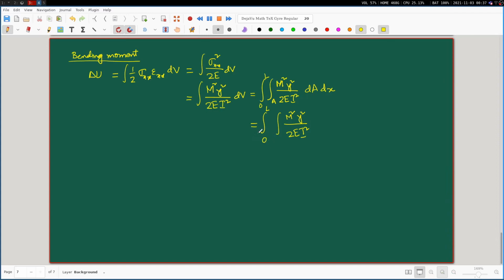So what I want to do now is that, you see, this M has nothing to do with the area. So over the cross sectional area, the M is a constant. It need not be a constant with respect to x. So what I can do is I can take this M outside this first integration with respect to A. Similarly, this E and I squared also, that 2EI squared, also can be taken outside the integration with respect to A. So I have something like this.